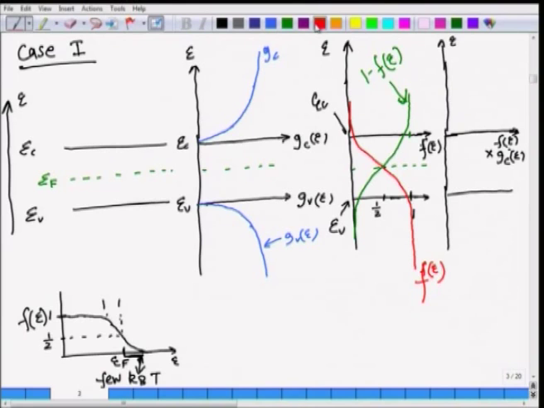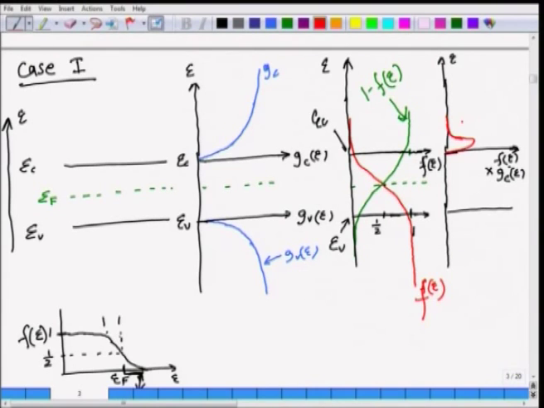What happens is that for all values less than E c, which is right here, below E c, if you notice, G c is 0, and above E c, this f e function goes to 0 very quickly. So, what will happen to the product? The product will look something like this.